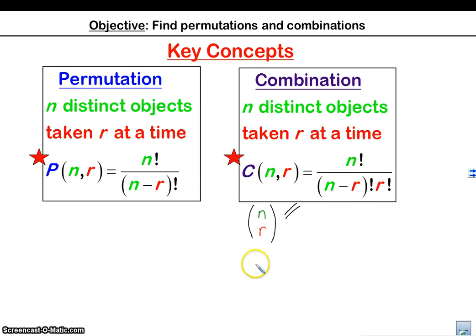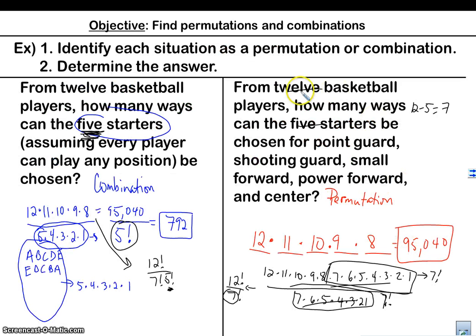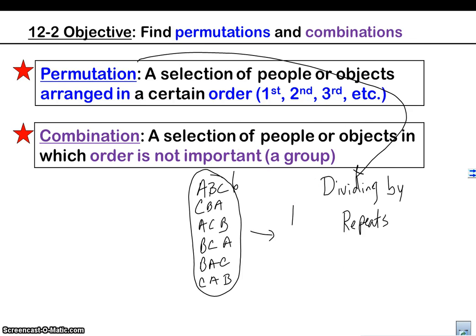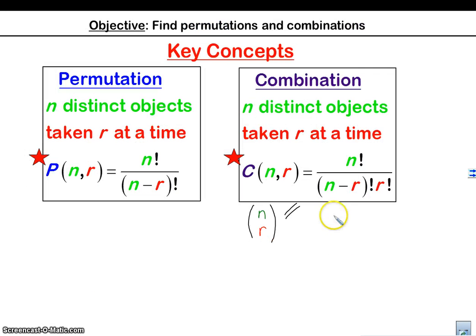Here are the 2 formulas for permutation and combination. So it's the number of things you have, N, divided by the difference, N minus R, where R is taken at a time. So we go back here. N is 12 and R is 5. So we've got N and N minus R, which is 7. Here we've got N. Well, we've got basically the permutation, and then we're also dividing that permutation by the repeats. And the repeats is R, right?